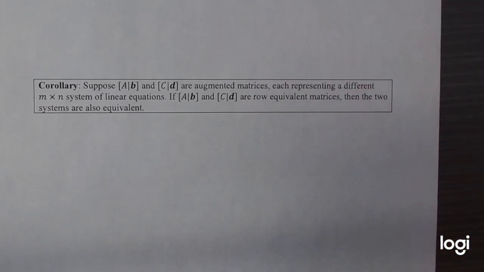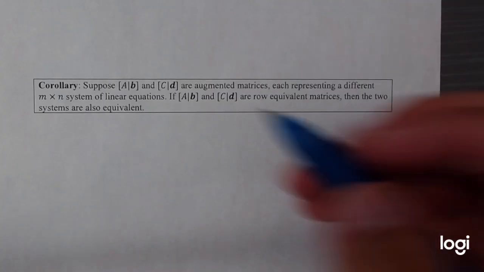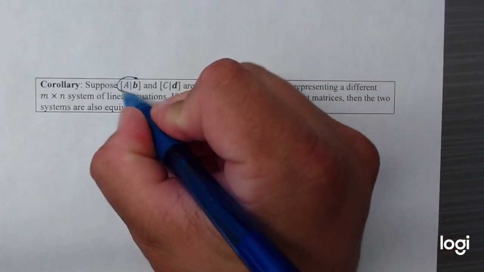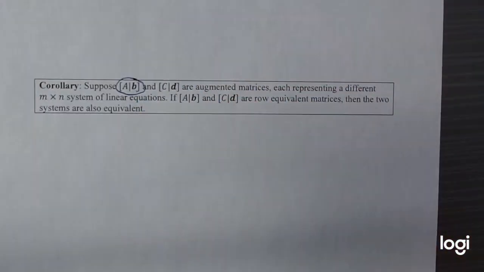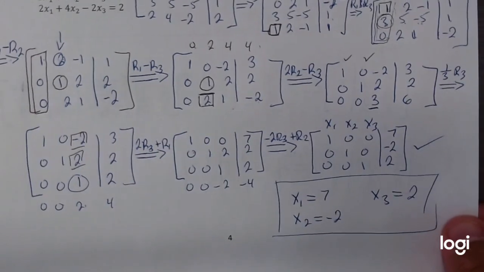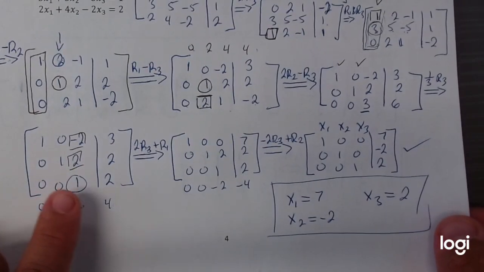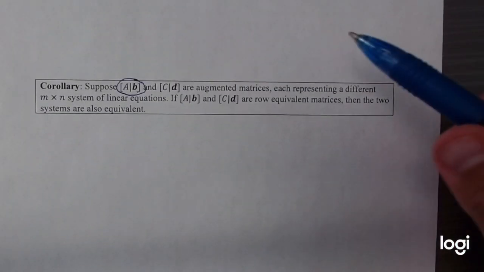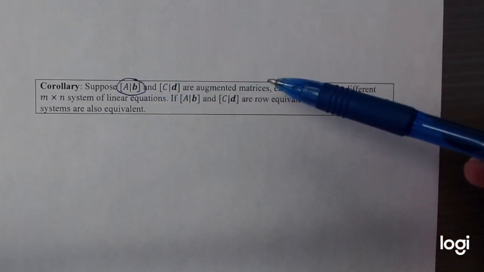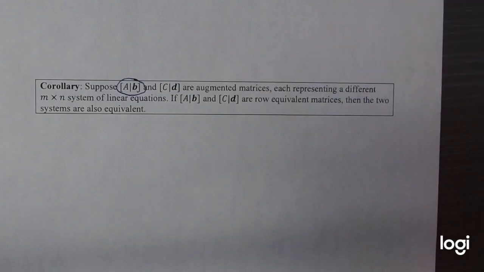But the last corollary in this section goes exactly with what we did about the augmented matrix. So how we do an augmented matrix, it looks like this. It is the matrix A, which is the coefficients, and then B is going to be the answers. Now notice why they have the line there. That's why I always represent the line there in an augmented matrix, to show you that this is the coefficients and this is the answers, or the fully augmented matrix. Okay? So suppose augmented A, B, and C are augmented matrices, each representing a different n by n system of linear equations. If augmented A and augmented C are row equivalent matrices, then the two systems are also equivalent.